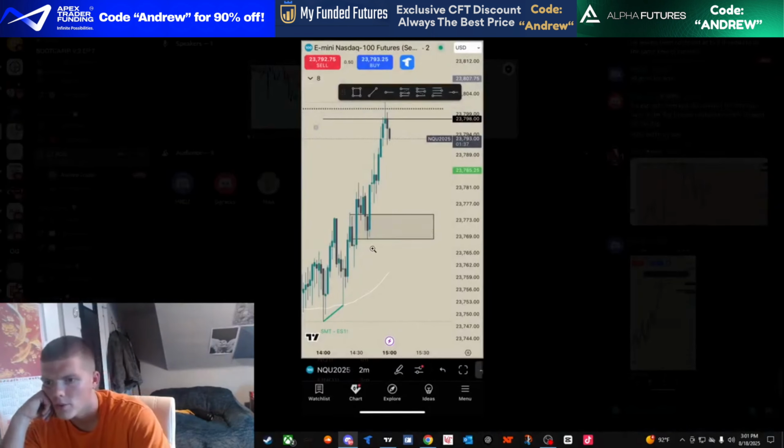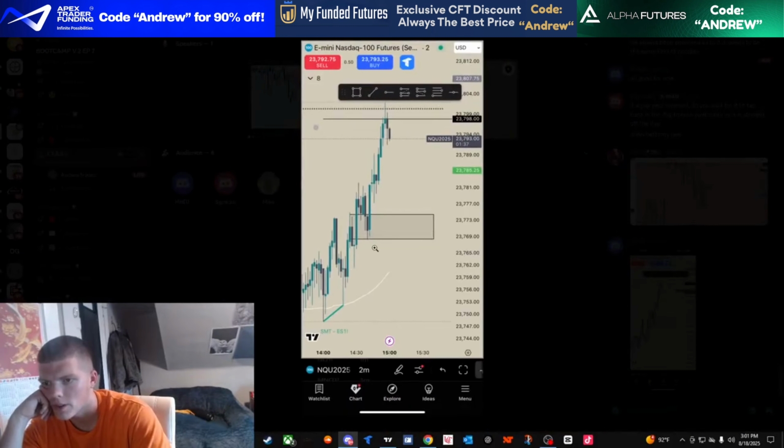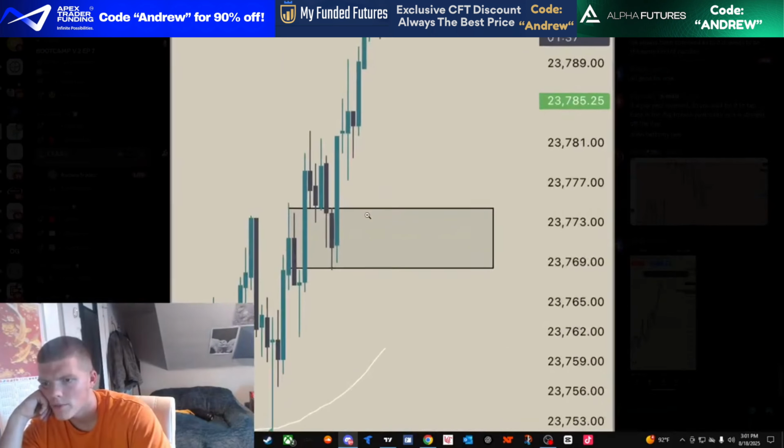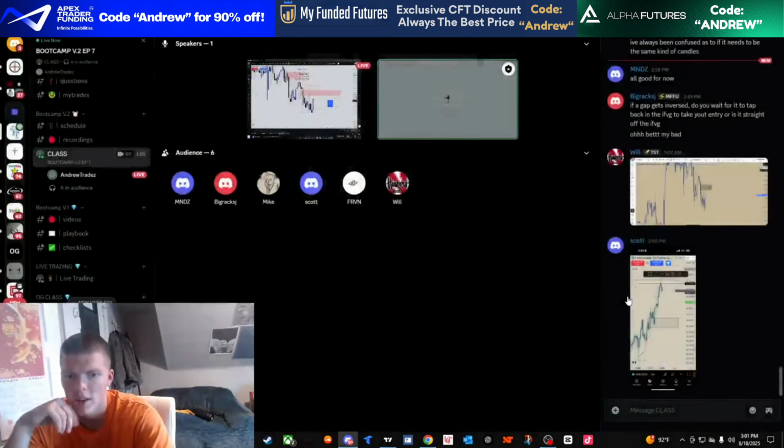Okay, Scott with a beautiful gap. Yep, that's a perfect example. Beautiful gap right there. Perfect 3-candle gap. As you see, the gap gets respected, pushes higher, and takes out whatever levels he had up there. Perfect example.